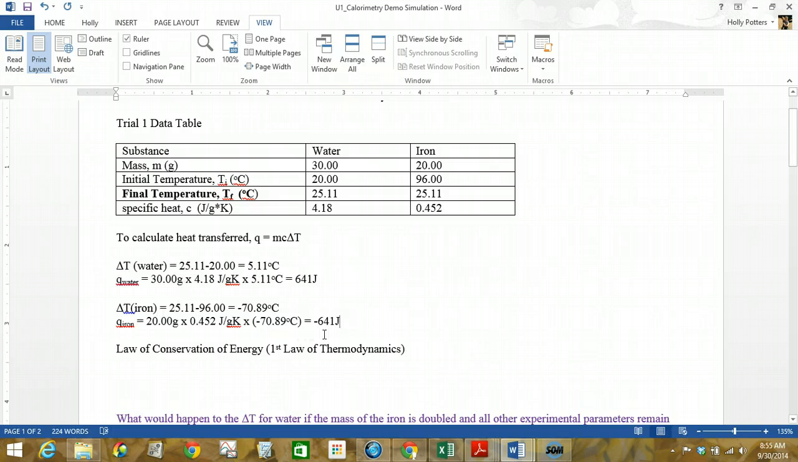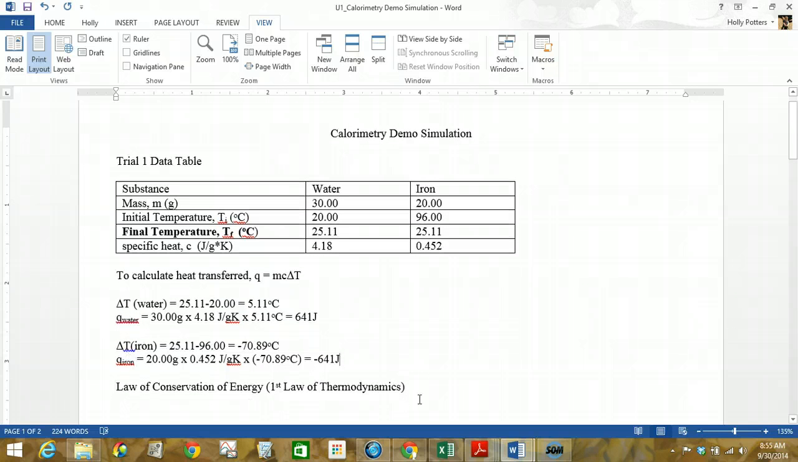So that means that the iron has lost 641 joules, the water has gained 641 joules. So this brings up the law of conservation of energy, which is also called the first law of thermodynamics. And basically what we know is that if water gains energy, it has to come from somewhere, and where it's coming from is from the iron. And so they should be equal and opposite signed amounts, equal magnitude amount of energy with an opposite sign. The iron has a negative because it lost 641 joules. The water has a positive because it gained 641 joules. So this is what we expect. This is the idea behind how calorimetry works.